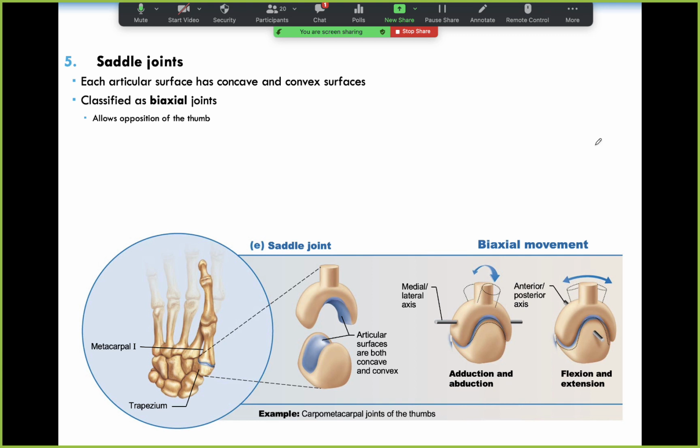And then we've got saddle joints. Saddle joints are only going to be found in the thumb. These are also considered biaxial because if you take your thumb, you can move it front and back and left and right.